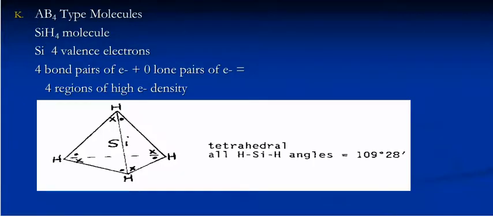AB4 type molecules. SiH4 is an example. This is a tetrahedral molecule. All the bond angles are 109.5 degrees. This is a 3-dimensional molecule. It is not a flat molecule like the previous models.